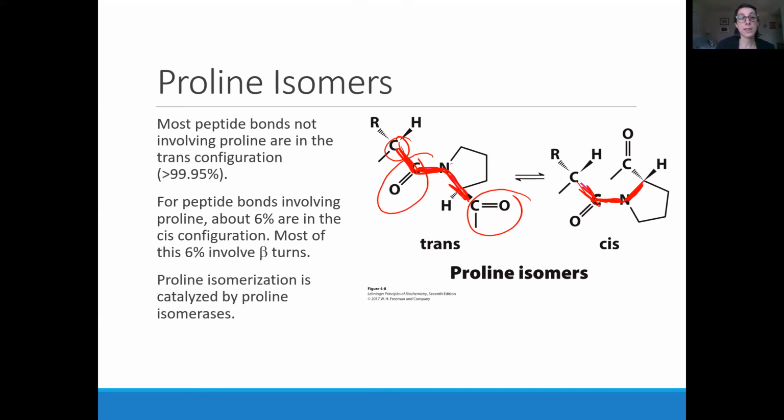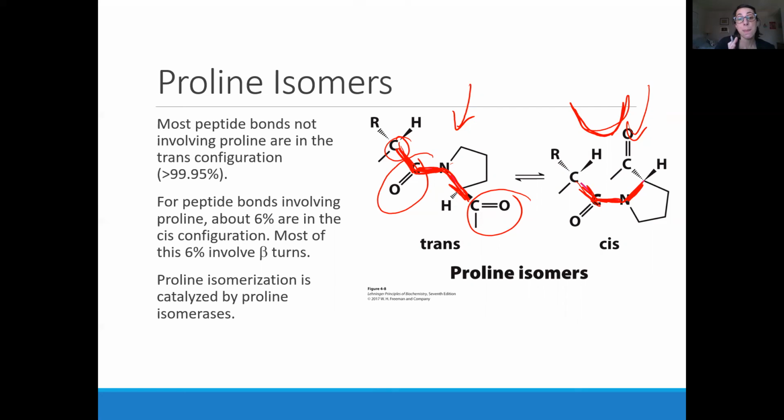Most peptide bonds that have proline in them are usually actually in this trans configuration of proline. But for peptide bonds that have proline that are in a beta turn, proline is in the cis conformation. The cis conformation, as you can see, naturally makes this turn, this U shape, which helps with forming that beta turn.